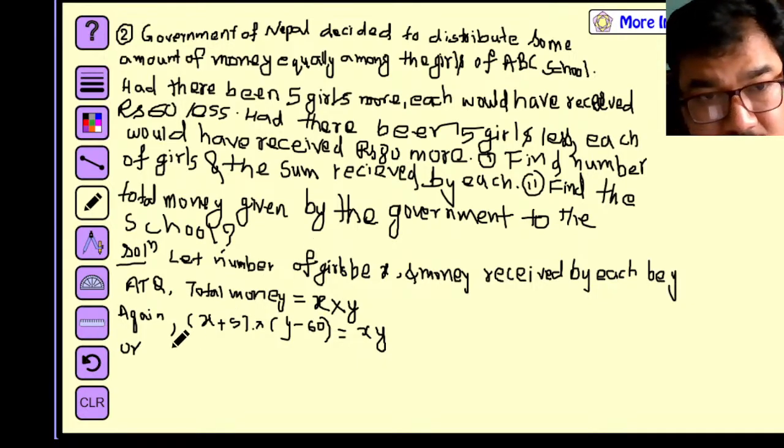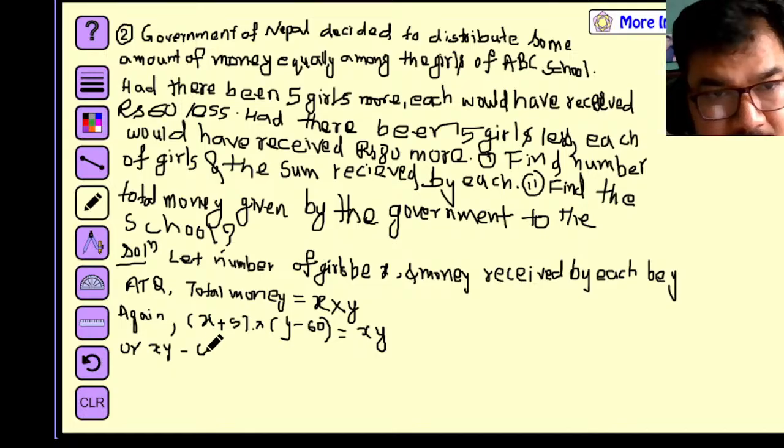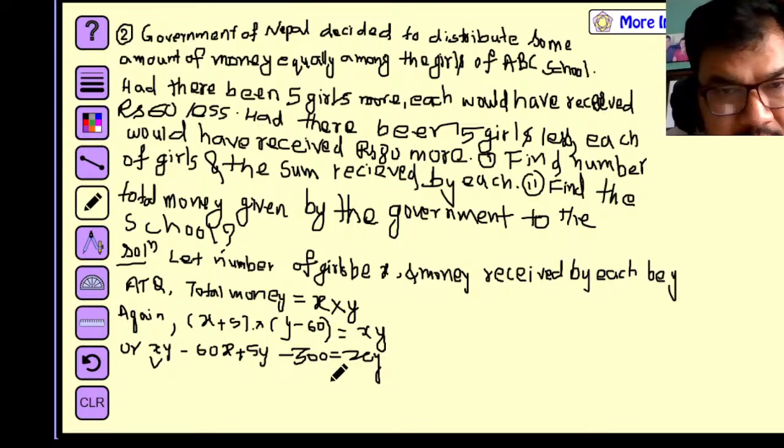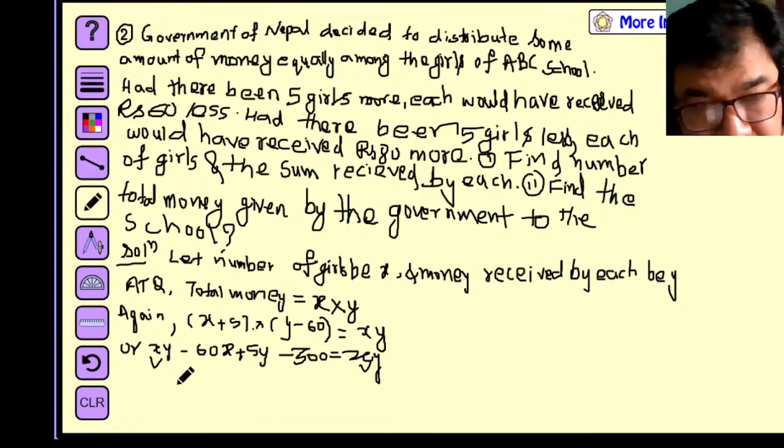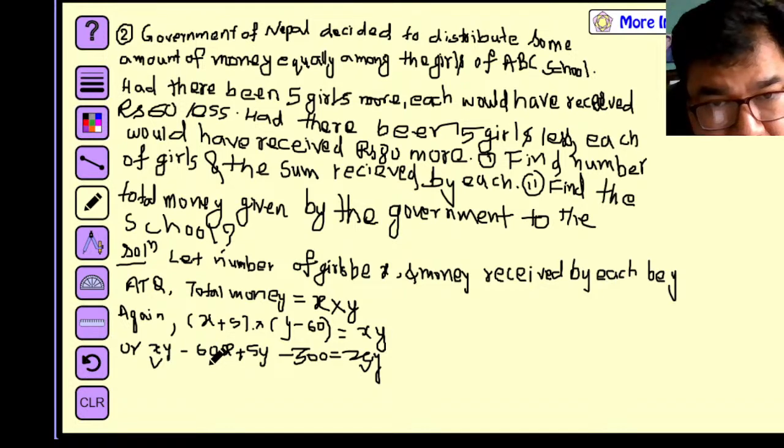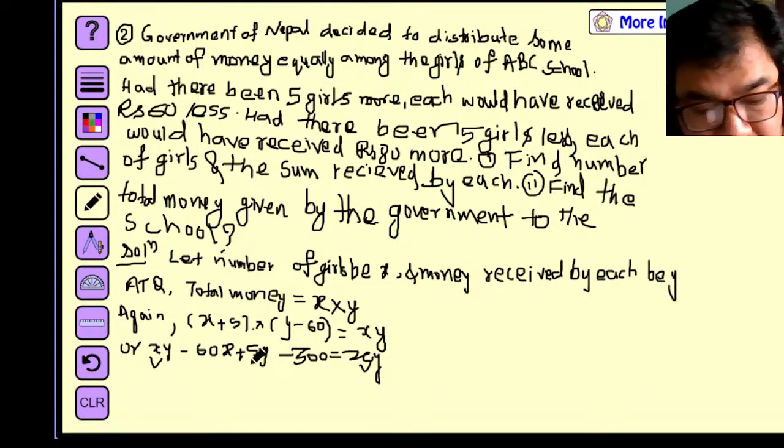Let's open this one. x into y, xy, right? And this multiply, it will be minus 60x, right? Minus 60x plus 5y now and minus 300, right? 60 times 5 is 300, and equals what will be here? xy, okay? This right side. Now this xy and this xy will be 0, and there is remaining 5y and 60x.